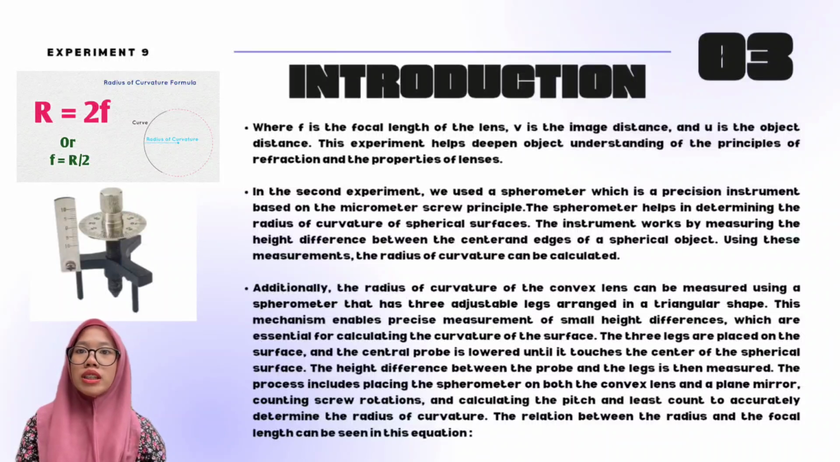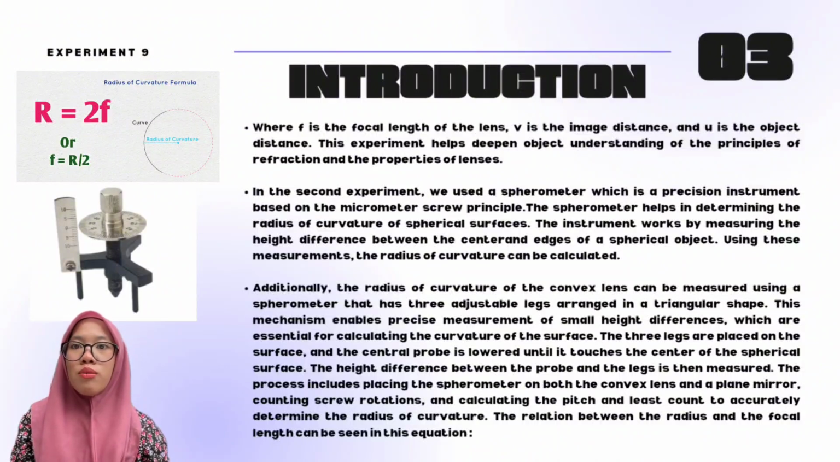Additionally, the radius of curvature of the convex lens can be measured using a spherometer that has three adjustable legs arranged in a triangular shape. This mechanism enables precise measurement of a small height difference, which is essential for calculating the curvature of the surface. The three legs are placed on the surface and the central probe is lowered until it touches the center of the spherical surface. The height difference between the probe and the legs is then measured.